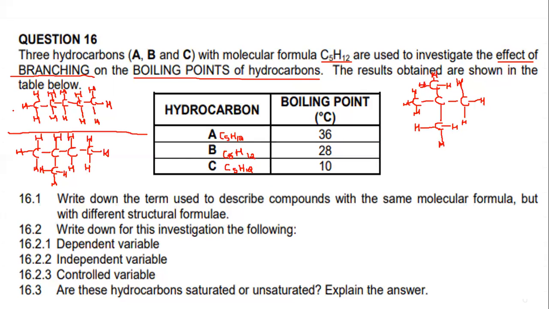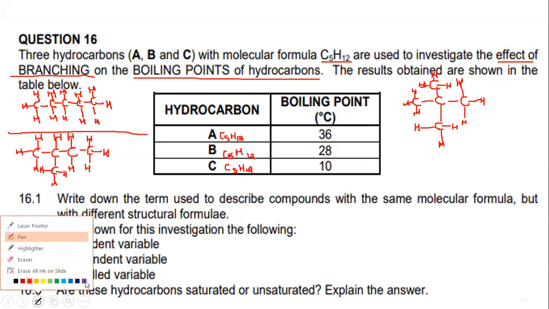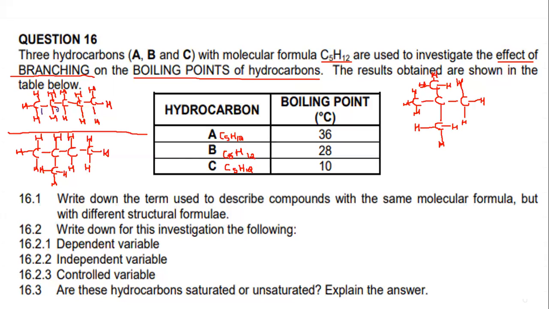Now this one is the molecule with the largest surface area. Why? Because it has 5 carbons in the parent chain: 1, 2, 3, 4, 5. So it has the largest surface area. Now, if it has the largest surface area, it means it will have the strongest intermolecular forces. So if it has the strongest intermolecular forces, then it must have the highest boiling point.